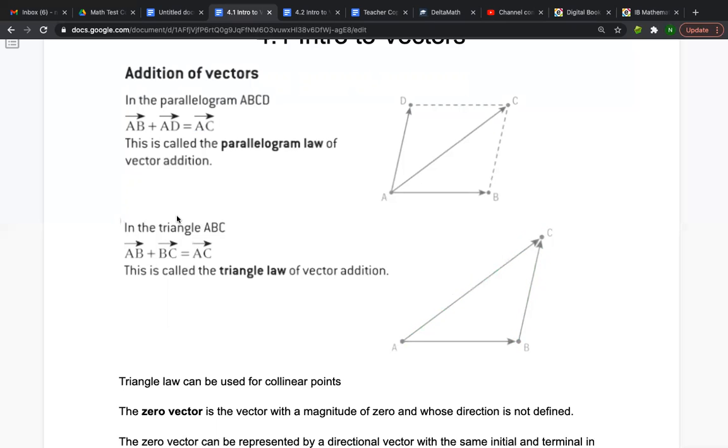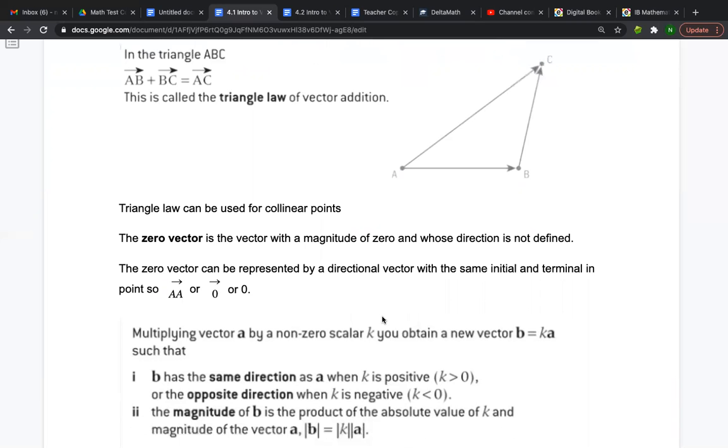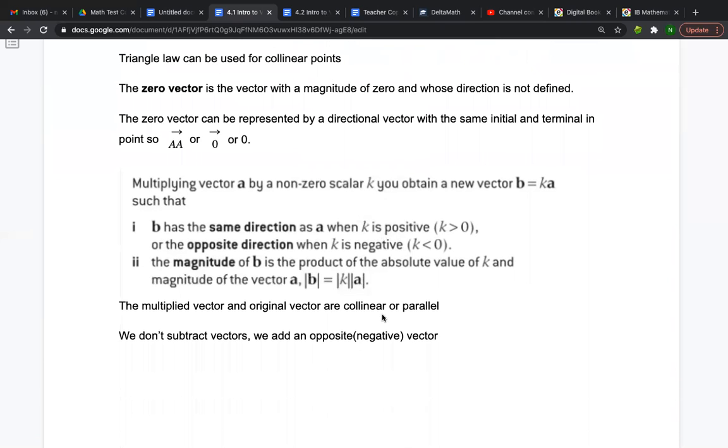That can be used for collinear points, meaning if I have A to B and I have B to C, then I could also call this A to C. It works if they're in a line and not just a triangle. It's just a really flat triangle. The zero vector is a vector with a magnitude of 0 and whose direction is not defined. We usually represent that with a 0 with an arrow above it, which is probably the most common way you'll see it in IB, but it can also be notated with the same starting and end point, or just the number 0.